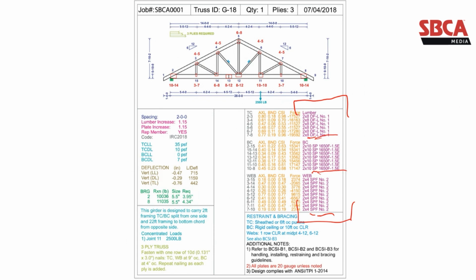Beyond that, the MSR is, as it says, machine stress rated. So it goes through a machine and it rates it to that 1650F with the 1.5 modulus of elasticity, which is a fancy way of saying how strong it is. Now, 1800 would be a step up, 2100 or 2400 would be continuing to step up from there. So there's a lot of different ranges that the mills will produce with MSR, and 1650 is a very common one.